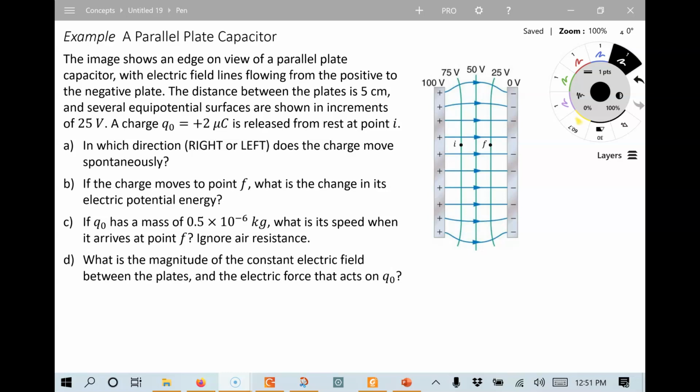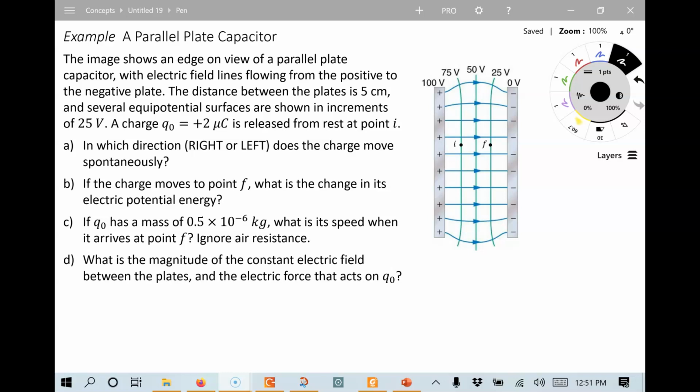And we can see that there are electric field lines drawn from the plus to the minus charges. We can also see that the field lines in the central region between the plates are straight lines, equally spaced. That means the electric field is constant in that region. In addition, there are some equipotential lines, equipotential surfaces, drawn with a spacing of 25 volts, the positive plate at 100 volts, the negative plate at 0 volts, right? Electric potential is always higher by the positives.